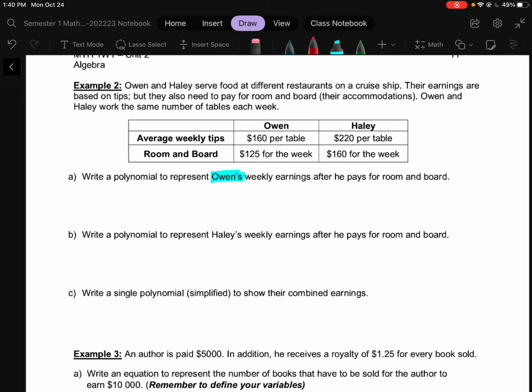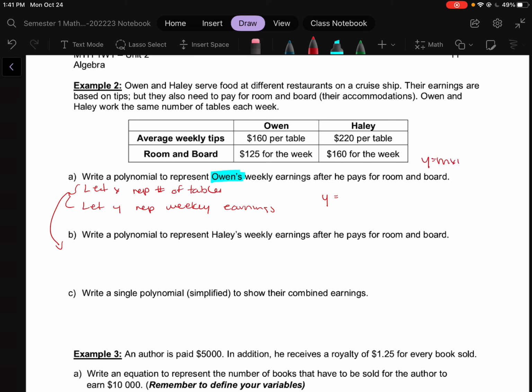So always define what our variables are. We're going to say let x represent the number of tables. And then we're going to say let y represent weekly earnings. And we're going to use the same expression for Haley's as well, because this is just Owen's. So given this information, y is our weekly earnings that we want to solve. The number of tables is always changing, so that is our x.